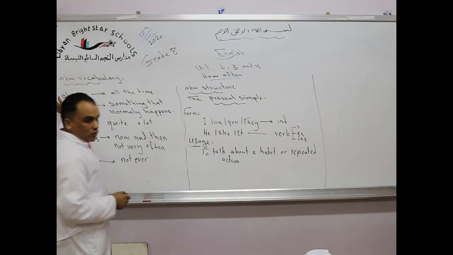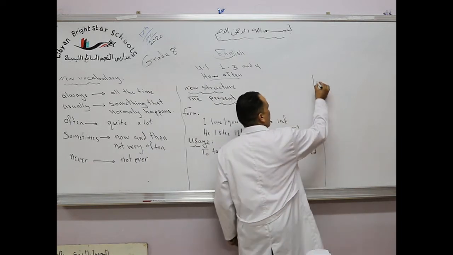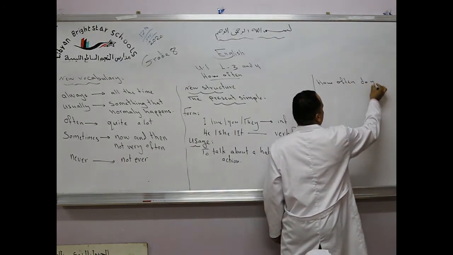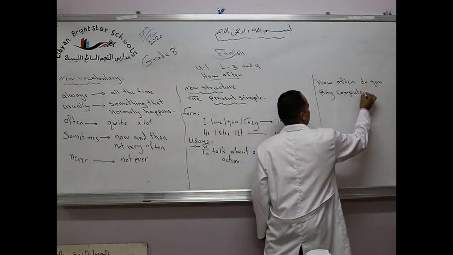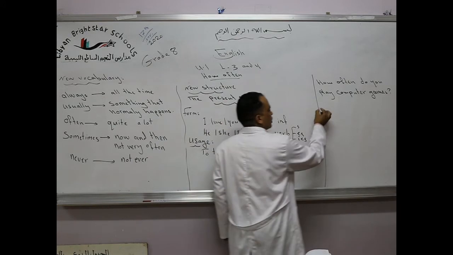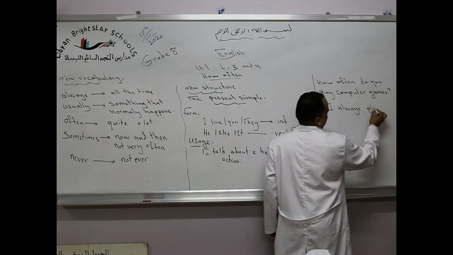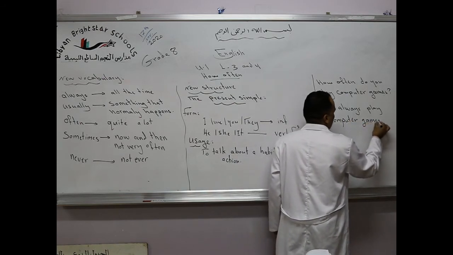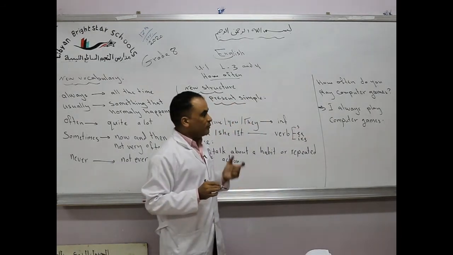We use the adverbs of frequency to answer questions that start with how often. For example, how often do you play computer games? I always play computer games. Always means all the time.